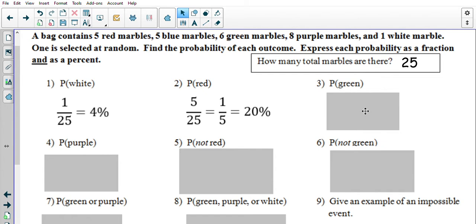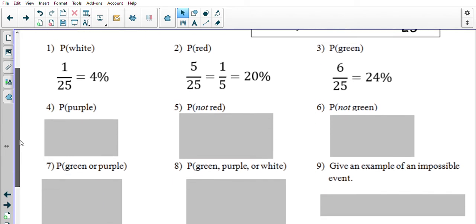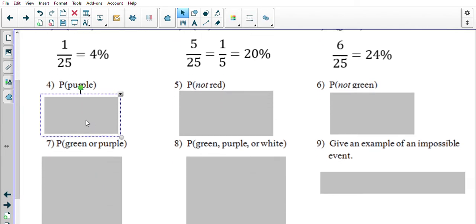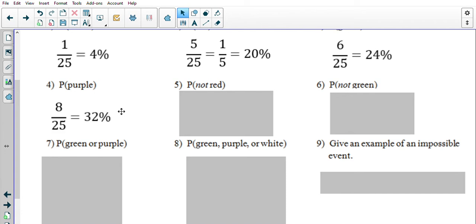Number 3, probability of selecting a green marble. Well, there are 6 green marbles out of 25. 6 divided by 25 is 0.24, which is 24%. Now, I know I'm going to slide this up and we're not going to be able to see the directions, but hopefully you have them in front of you to look at as well. So number 4, probability of selecting a purple marble. Well, there are 8 purple marbles out of 25. 8 divided by 25 is 0.32, which is 32%.